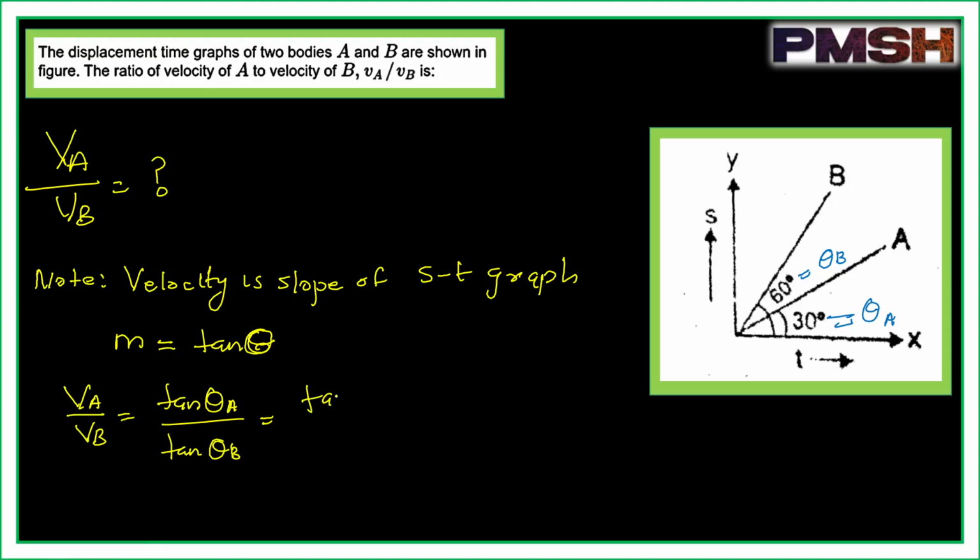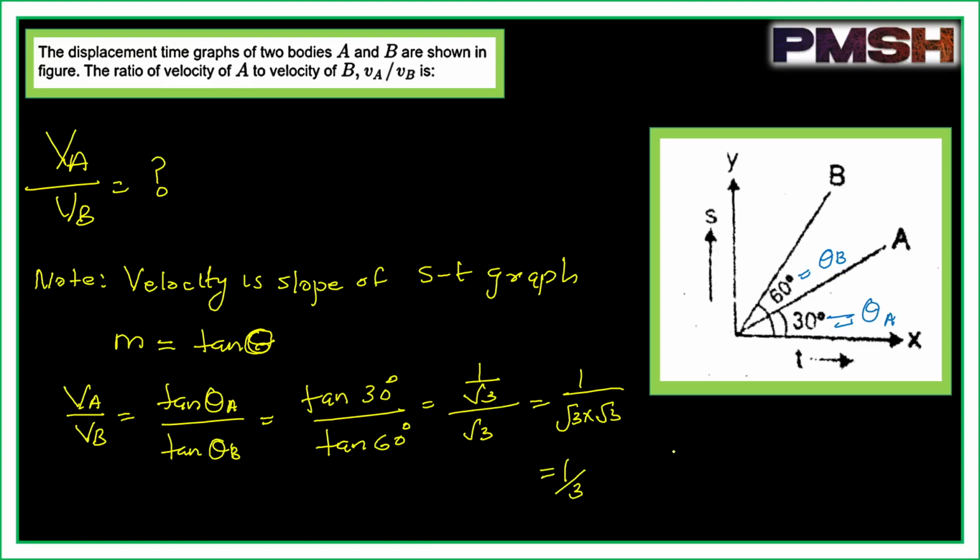So that is tan theta A is 30 degree. Tan 30 degree by tan 60 degree. Tan 30 is 1 by root 3, by tan 60 which is again root 3. So that is 1 by root 3 multiplied by 1 by root 3. Your answer is going to be 1 by 3. So we can say that VA is to VB is equal to 1 is to 3. Clear?